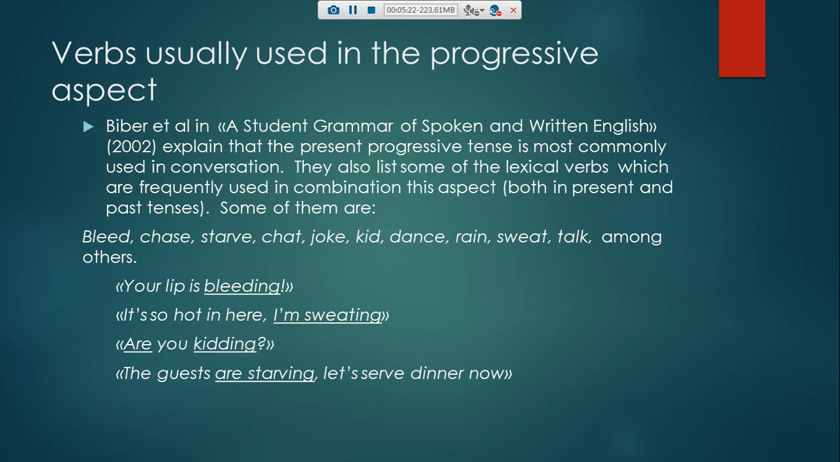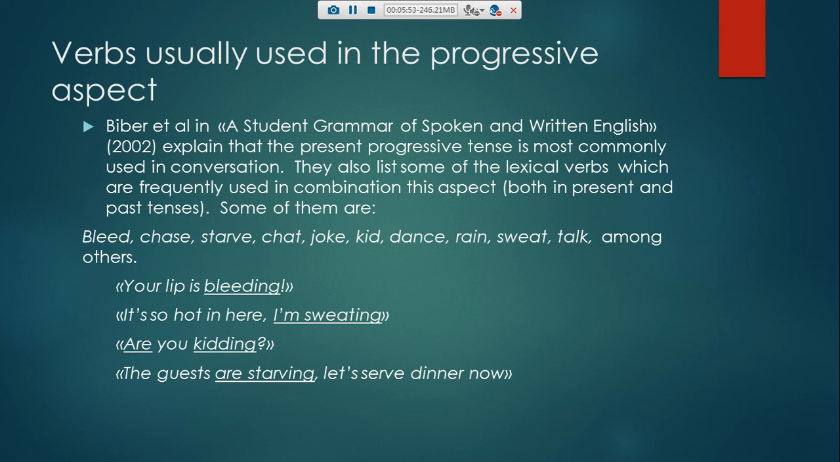Which verbs are usually used in the progressive aspect? Biber et al., in a Student Grammar of Spoken and Written English of 2002, explained that the present progressive tense is most commonly used in conversation. They also list some of the lexical verbs which are frequently used in combination with this aspect, both in present and past tenses. Some of them are bleed, chase, starve, chat, joke, kid, dance, rain, sweat, talk, among others.